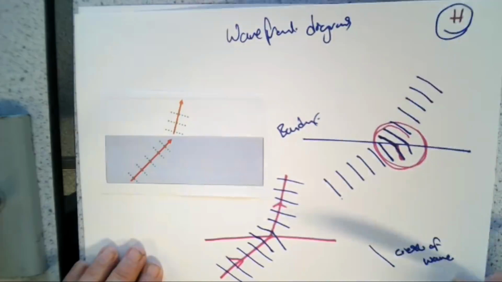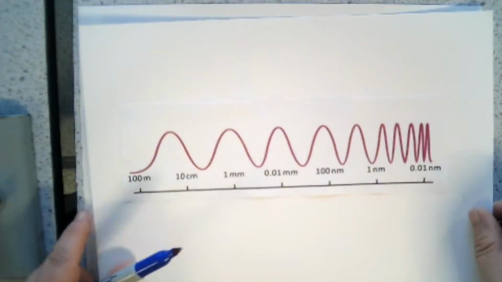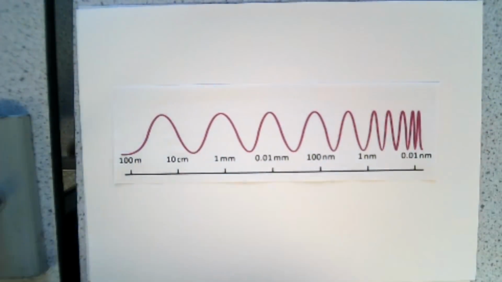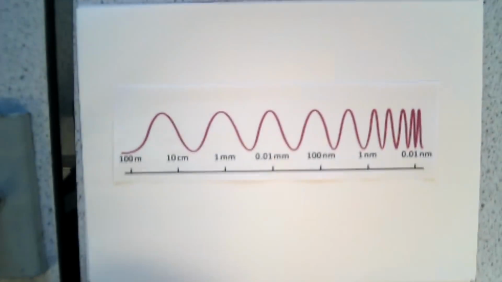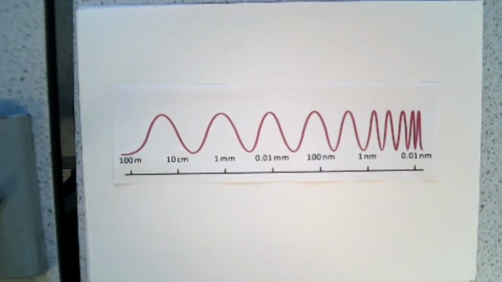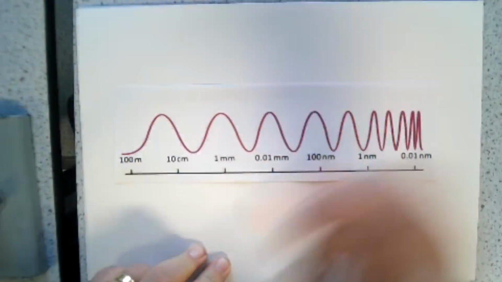I will go through a wavefront diagram for reflection for separate science students and go through reflection after this. Now, essentially, we've only got a few more things to do on waves for the trilogy students, and that comes down to remembering the electromagnetic spectrum.